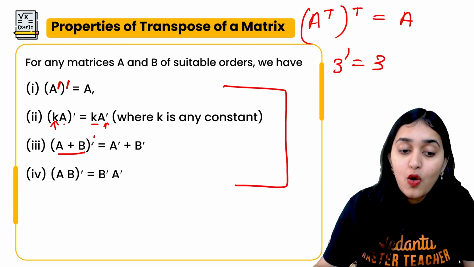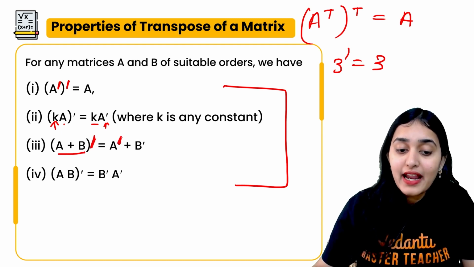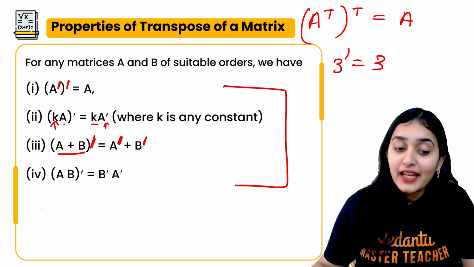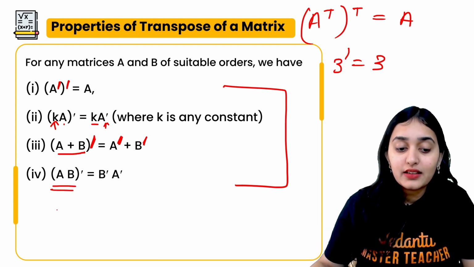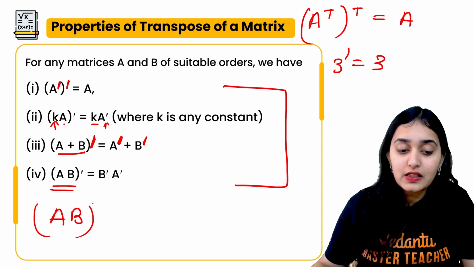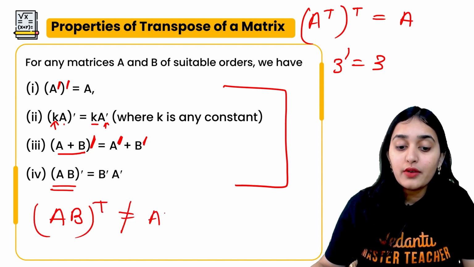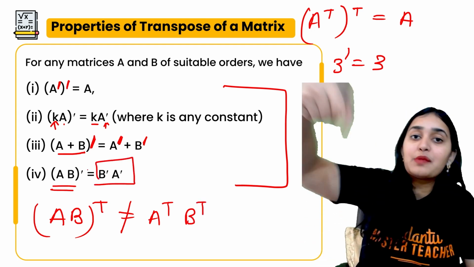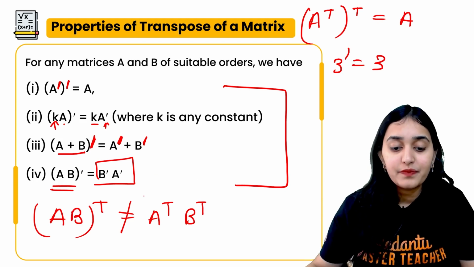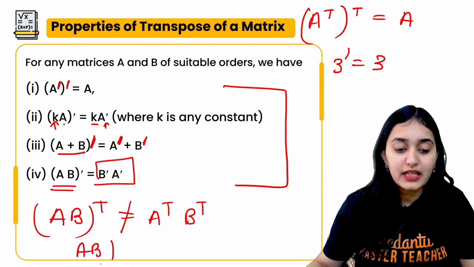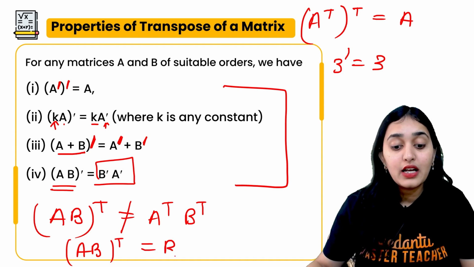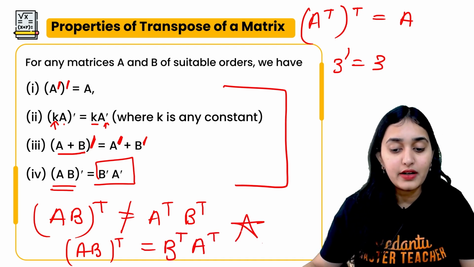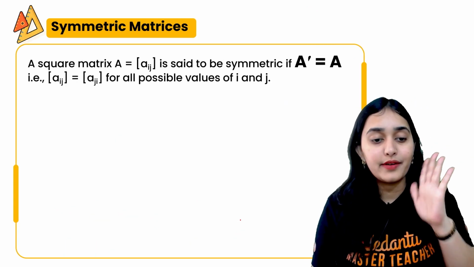Similarly, very, very important law. A plus B whole transpose is A transpose plus B transpose. But A into B transpose is not equal to A transpose B transpose. It is rather equal to B transpose into A transpose. So A into B whole transpose is equal to first B transpose then A transpose. Okay, this is an important identity you should remember.